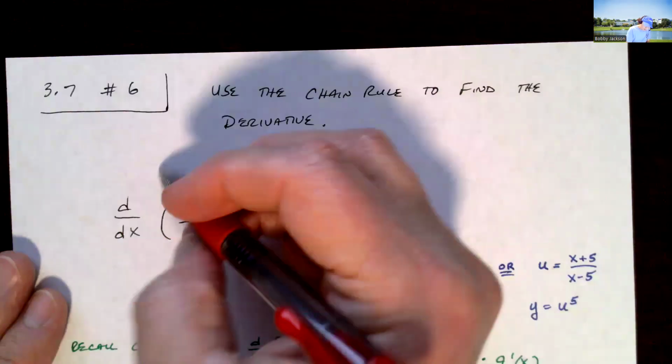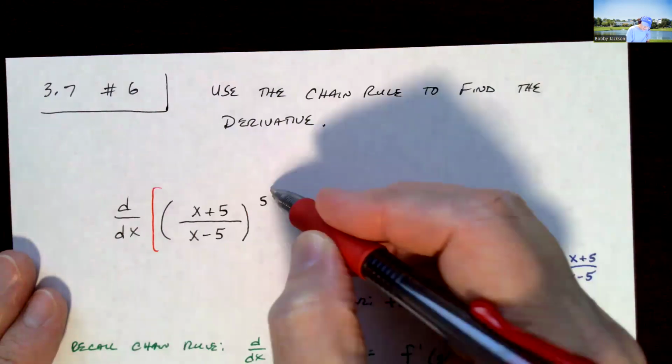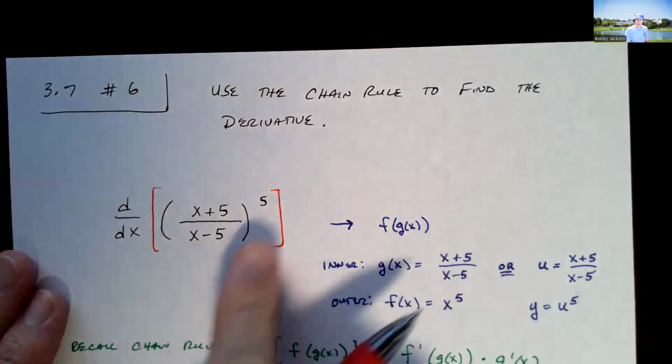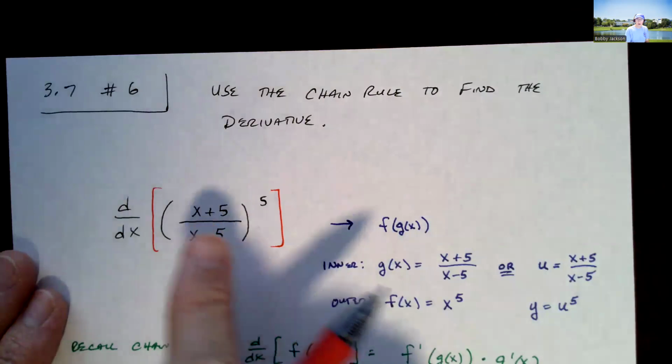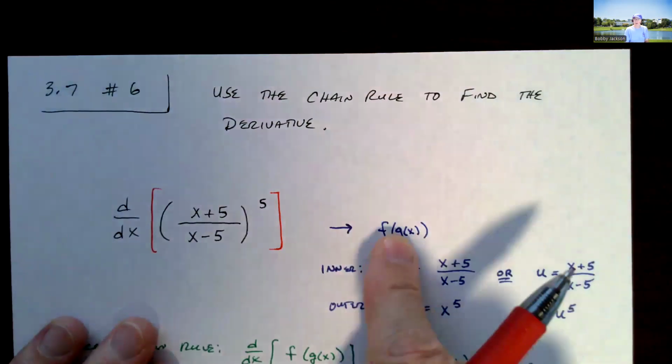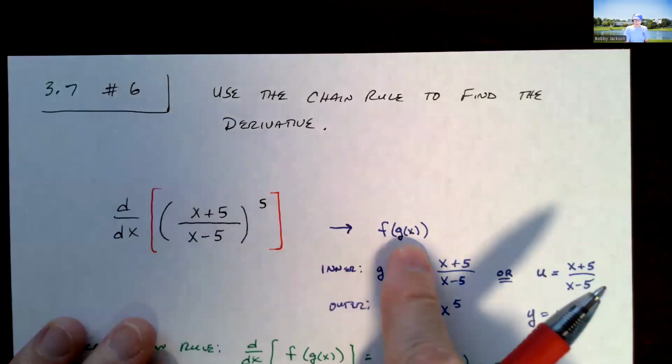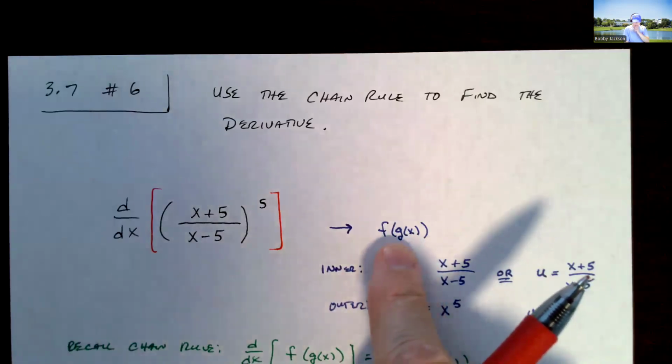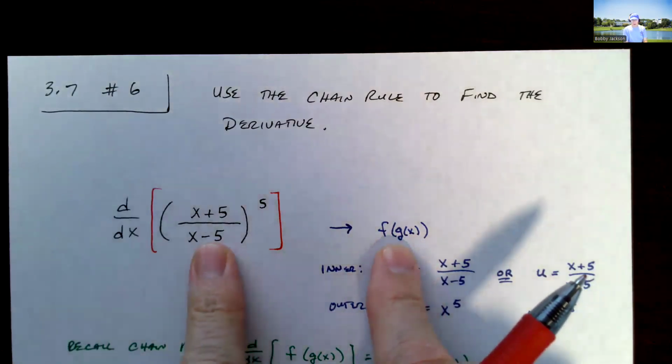I would like to maybe even put this in brackets or something to emphasize we're taking the derivative of this whole thing, right? So when we're talking about chain rule, we're talking about an inner and outer function, right? Like f of g of x. G is the inner function, f is the outer function. Do you see which is the inner and which is the outer here?